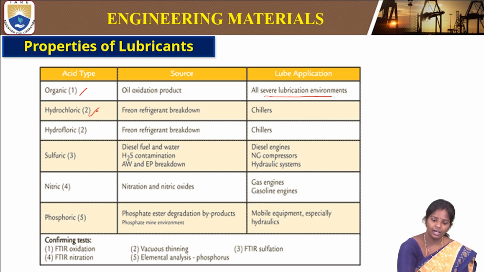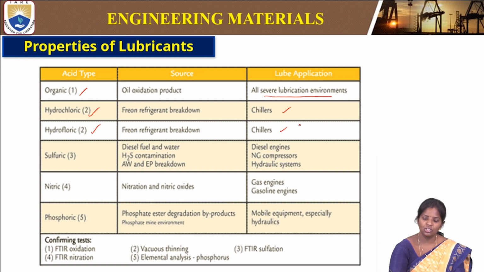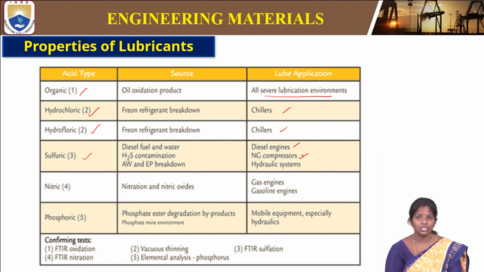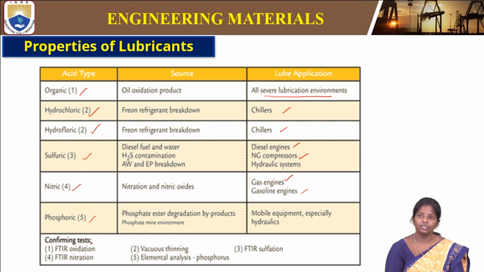If it is hydrochloric acid or hydrofluoric acid that is forming, then it can only be used for the chillers. If it is sulfuric acid, then diesel engines, engine compressors, hydraulic systems, etc. If it is nitric, then we use it for the lubrication oil that can be used for gas engines or gasoline engines. Then phosphoric acid, if it is forming, then only for the mobile equipment, especially hydraulics.